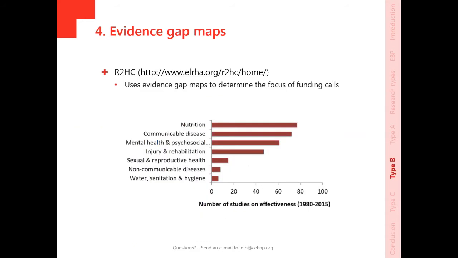Evidence gap maps are becoming more and more popular. R2HC are even using these gap maps to determine the focus of their funding calls. So based on the graph below, you can see that there is not a lot of research available on water, sanitation, and hygiene. And this is why this year's call has focused on this topic.